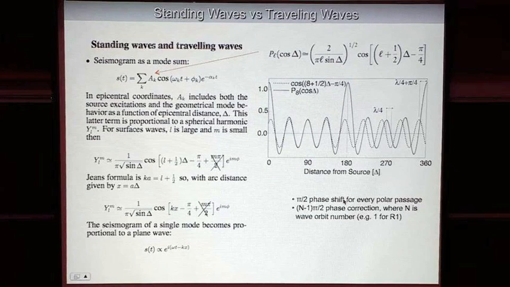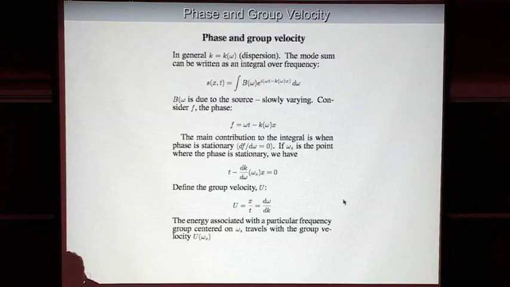Okay, now phase velocity and group velocity. We have dispersion going on here, and so the travel speed is dependent on frequency, and in case you have dispersion, you actually have two different velocities. It's a phase and a group velocity.